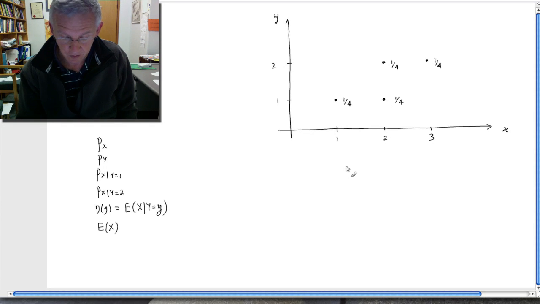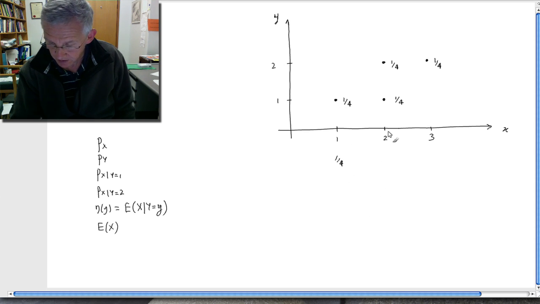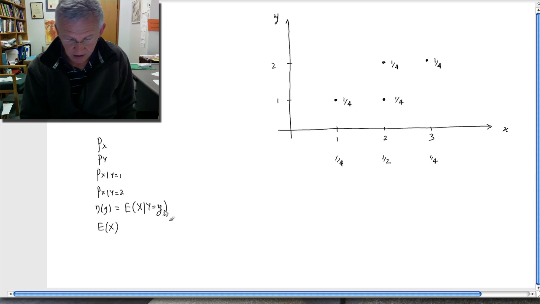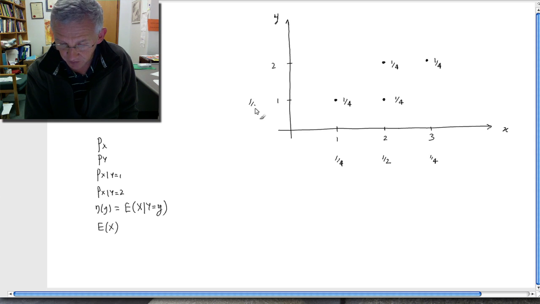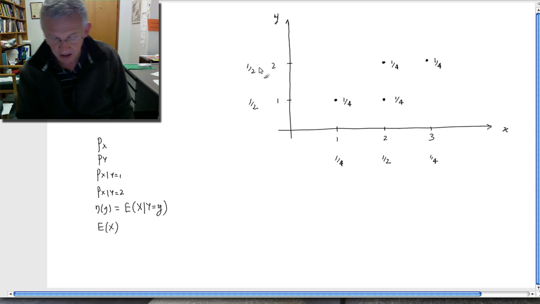So the marginal distribution for x: well, x is 1 at this point here only, so there's a probability of a quarter. X can be 2 if we get either of these points, so there's a probability marginally for x equals 2 of a half, and there's a probability of a quarter there. Similarly, the marginal distribution for y, there's a probability of a half at 1 for those 2 points, and for these 2 points there's a probability of a half at 2.